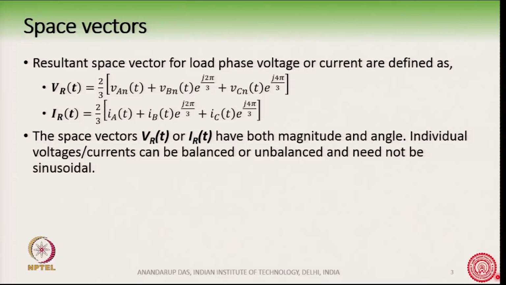So, in a similar way, like we have defined the space vector of say load phase voltage, we can also define the space vector of current. The space vector of current is built from the instantaneous values of the 3 phase currents i_A(t), i_B(t) and i_C(t), where i_B(t) and i_C(t) are multiplied by e to the power j 2 pi by 3 and e to the power j 4 pi by 3.